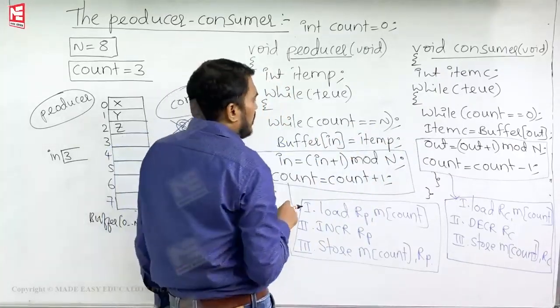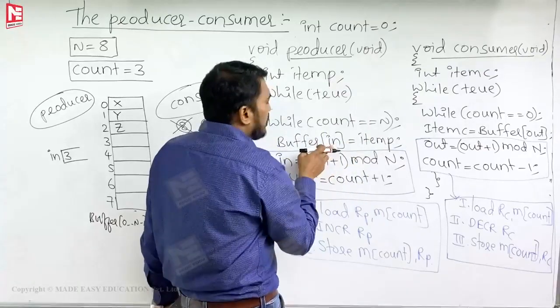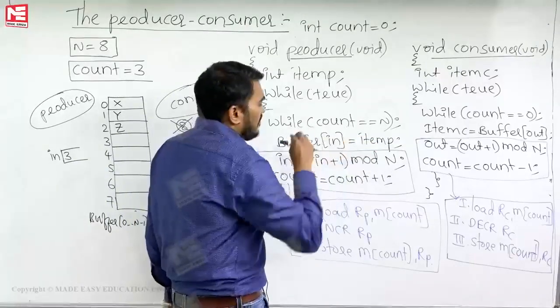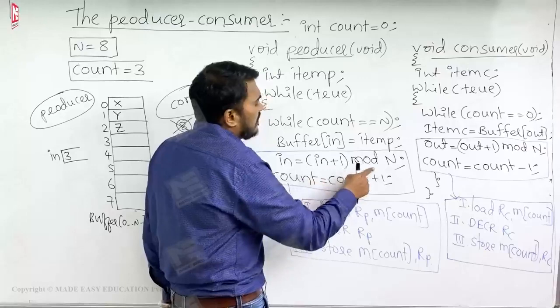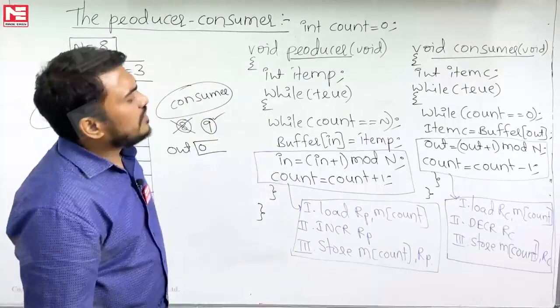Next, look at here. You are taking this item P, whatever you declared, and placing in the buffer of in. So in is pointing to what? The next empty slot. So you simply place the item in the buffer. And after that, you are incrementing in value: in equal to (in plus 1) mod n. Listen carefully. You are incrementing in value: in equal to (in plus 1) mod n.